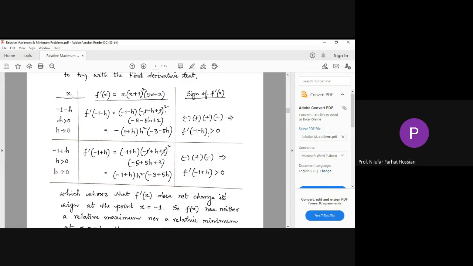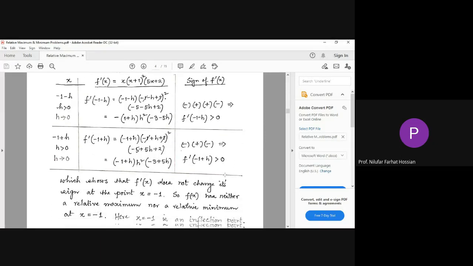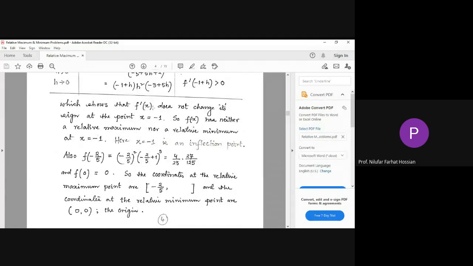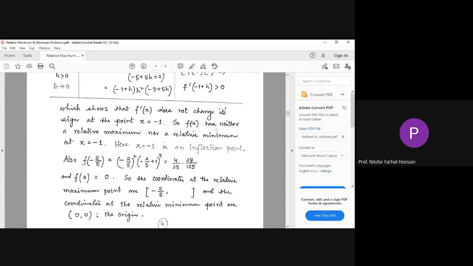You see, the value of the derivative was positive when the point was less than minus 1, and this is also positive when the point is greater than minus 1. So there is no change of sign. Earlier it was positive, after the point minus 1 this is also positive. So there is no change in the sign of the derivative. F prime x does not change its sign at the point x equal to minus 1. So f of x has neither a relative maximum nor a relative minimum at this x equal to minus 1. This x equal to minus 1 is called an inflection point.